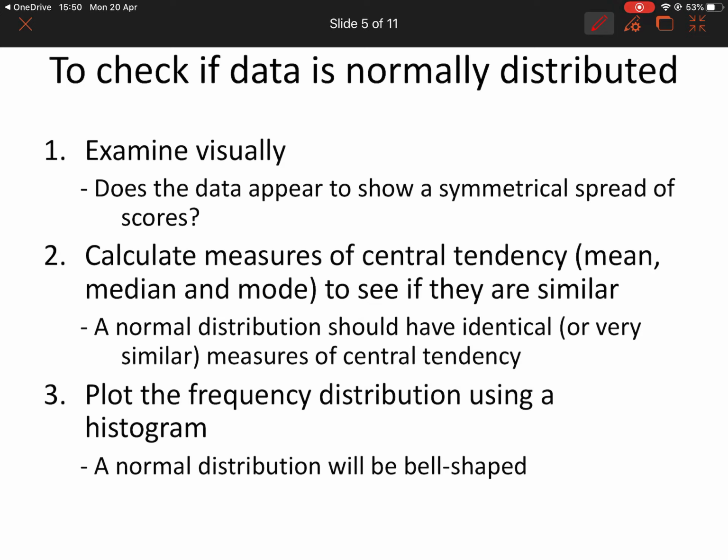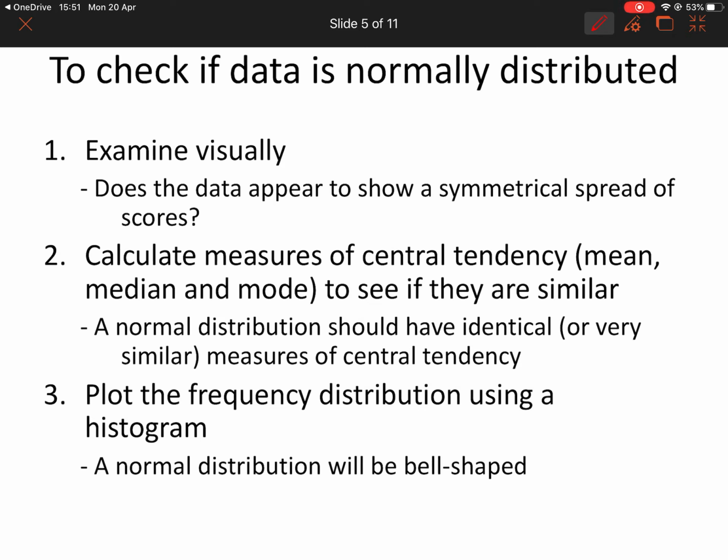So how do you know if a data set is normally distributed? The first thing we need to do is examine this visually. Does the data appear to be symmetrical? And we can do this by looking at both a table or by looking at a histogram.